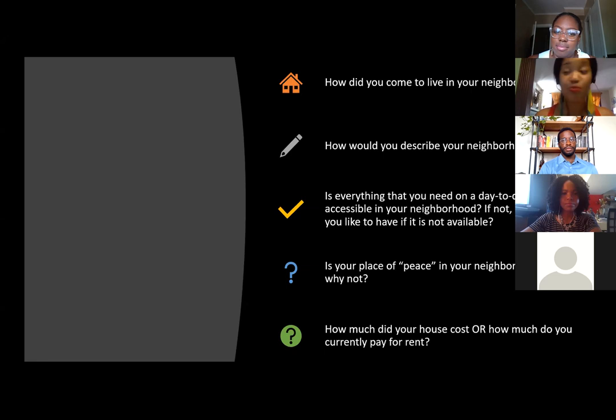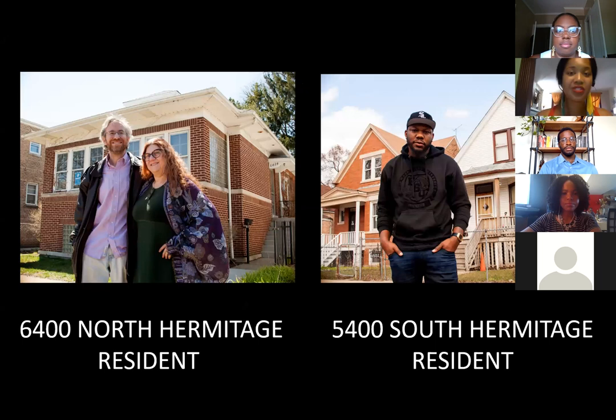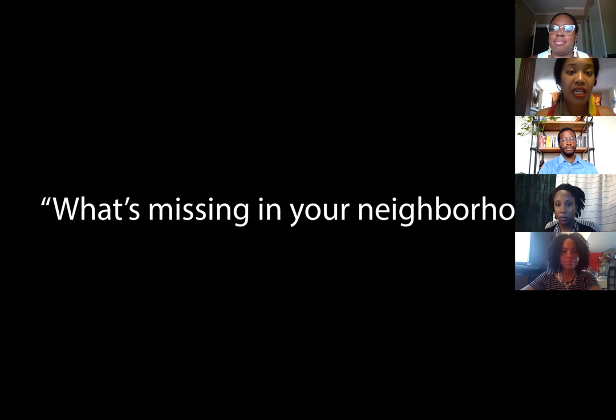The first map twin I'm going to introduce to you is John and Paula, who live on North Hermitage. And 15 miles south, their map twin, Maurice, who lives on South Hermitage. And trust me, they are as different as they look, but they decided to meet each other through the project. And I'm going to play for you just a small clip of them answering the question of what's missing in your neighborhood.